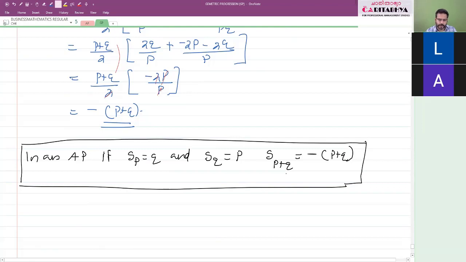So in question one, SP is equal to Q, the sum of P numbers is Q, the sum of Q numbers is P, so the sum of P plus Q numbers will be minus of P plus Q.